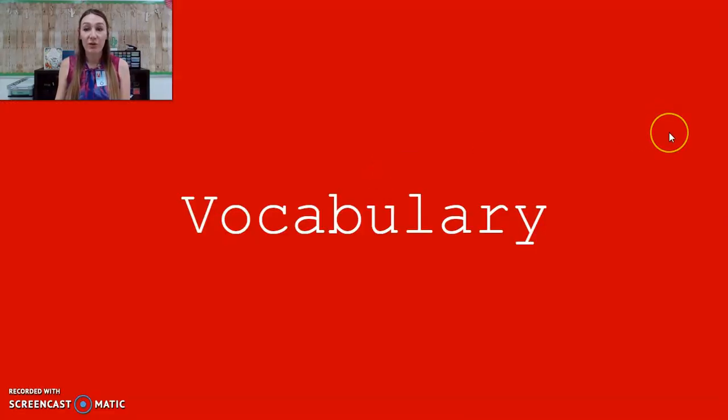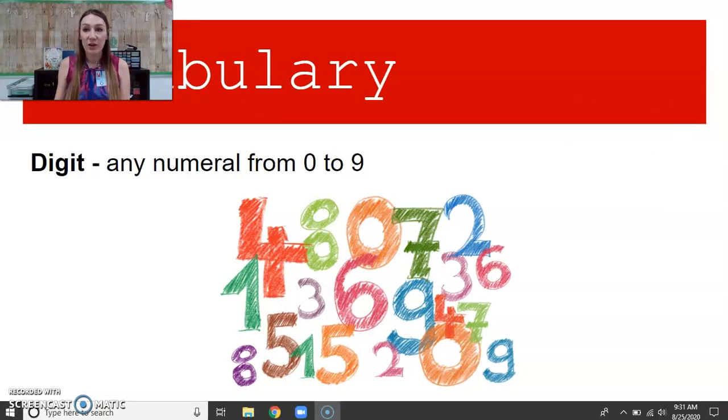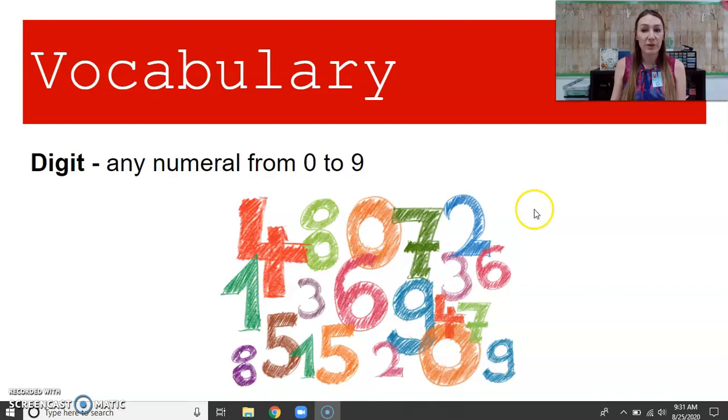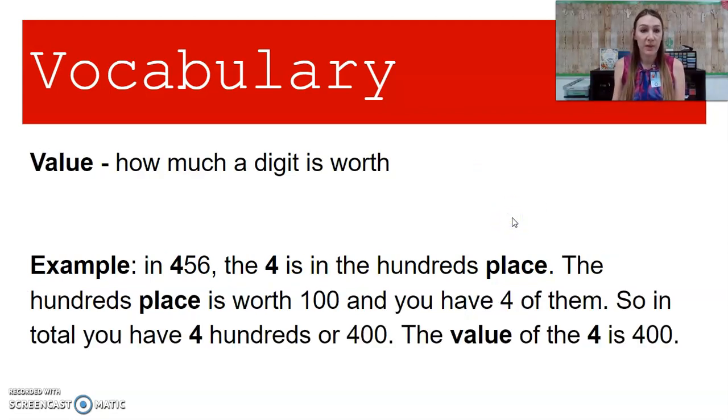All right, let's review our vocabulary really quickly before we jump into our mini lesson. Digit. A digit is any numeral from 0 to 9. Place is the position of a digit in the number. For example, in 456, the 4 is in the hundreds place, the 5 is in the tens place, and the 6 is in the ones place.